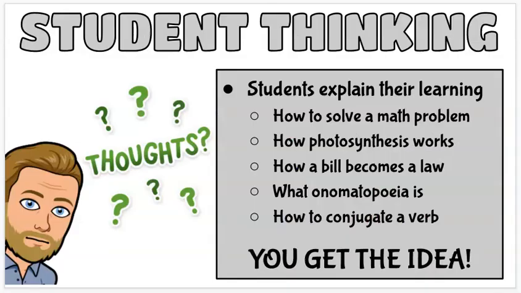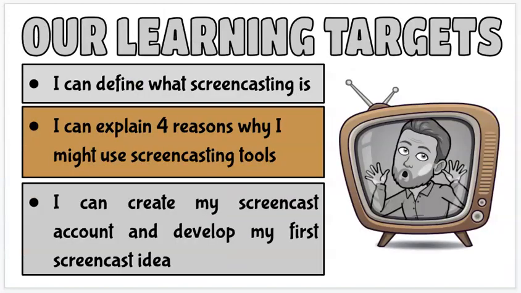And in student thinking, right? They could explain how they solve the problem. We look at the paper, we can see the outcome, but we don't always see the thinking. And it doesn't have to be fancy. We just have to press record and say what's on our mind. So students might be able to share, again, how a bill becomes a law, or explain how to conjugate a particular verb in a language. So there's lots of ways in which students can explain their thinking and use, again, the screencasting tool in that way.